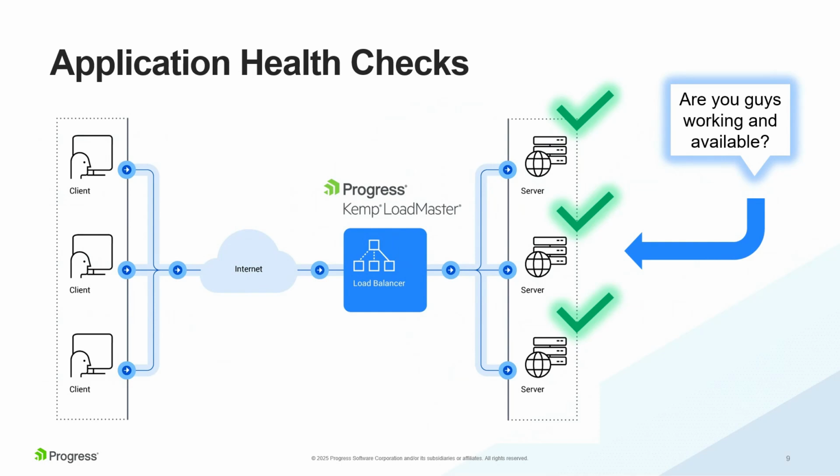Layer 7 can become even more comprehensive with custom HTTP content health checks, such as, look, I want to look for a specific ASCII response.